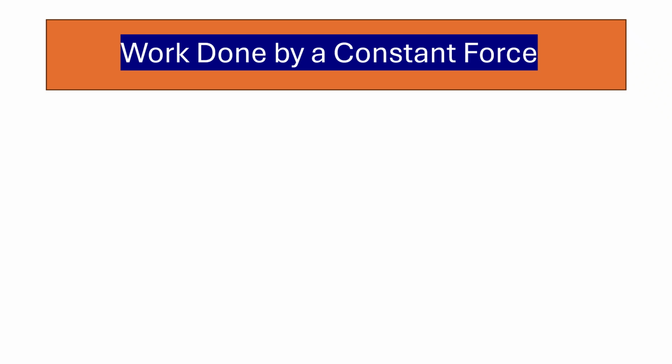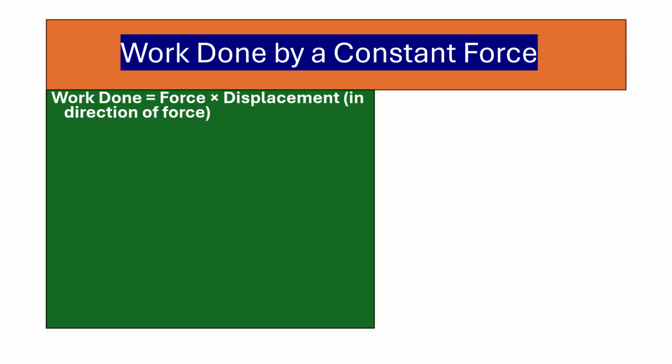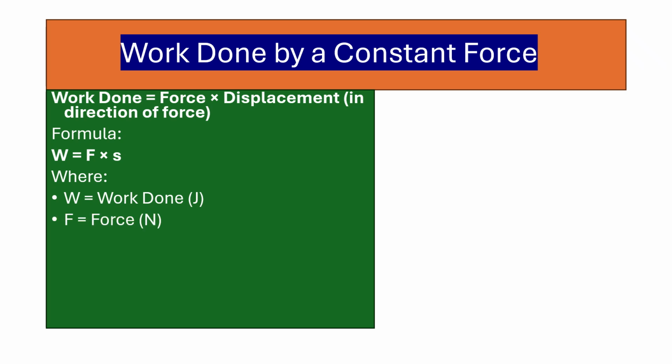Next is work done by a constant force. Now work done is basically, students, force into displacement in the direction of force. So the formula applied here is work done, that is W, is equal to force, that is F, into displacement, that is S. Where W is work done and the unit is joule, denoted by capital J. For force it is F, unit is Newton, denoted by capital N. S is displacement, denoted by small m.